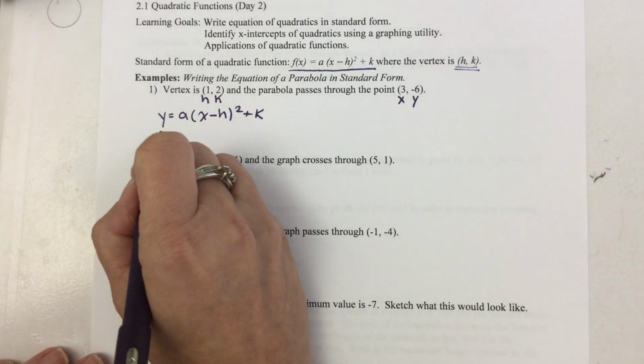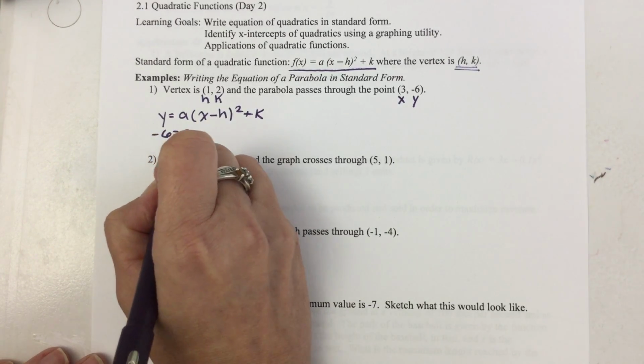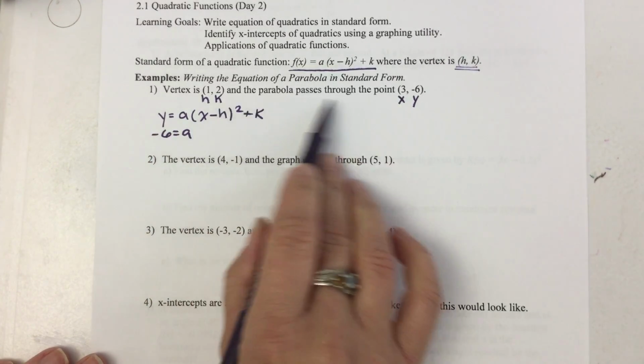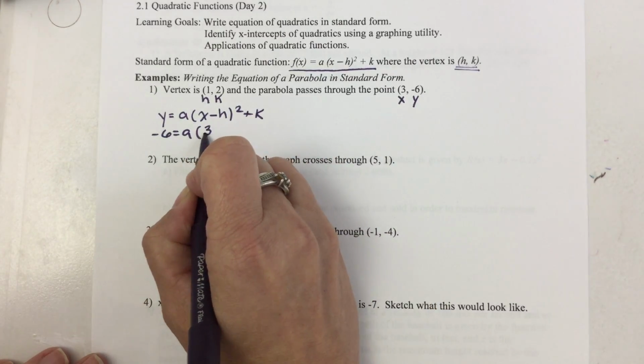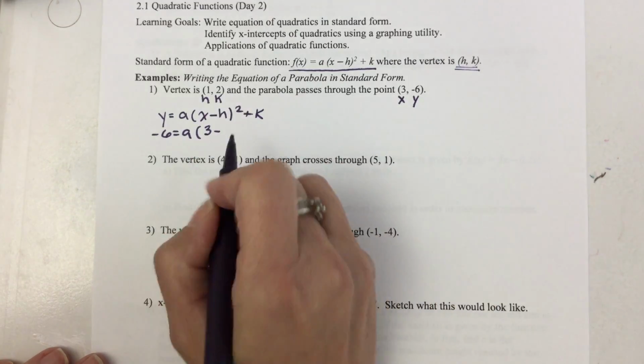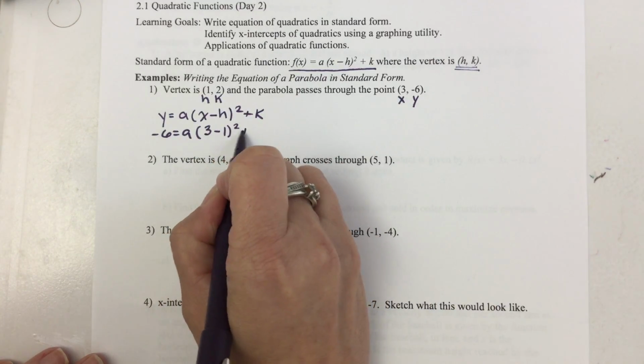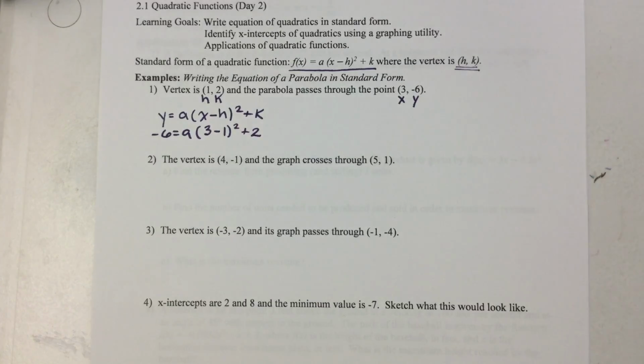So y is negative 6. We don't know a. Nothing here is a value for a, so I keep that as an a. x is 3, minus h, that is 1, quantity squared, plus k, which is a 2. Now what I can do is solve for a here.